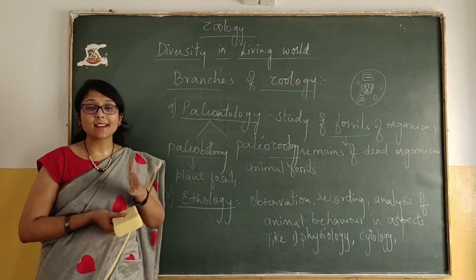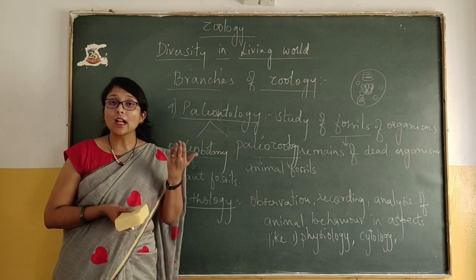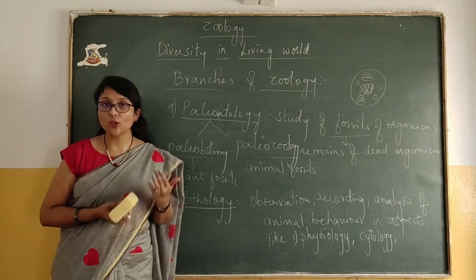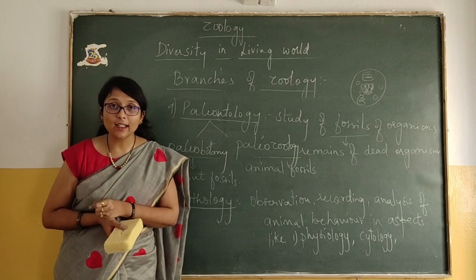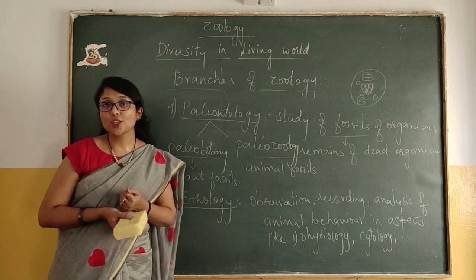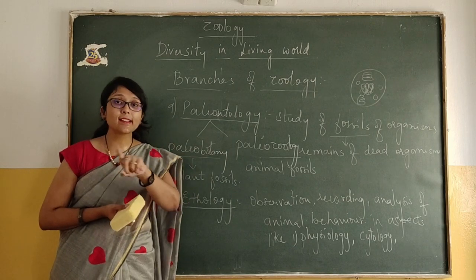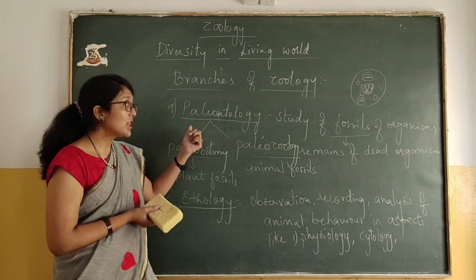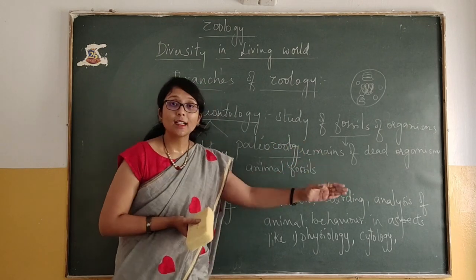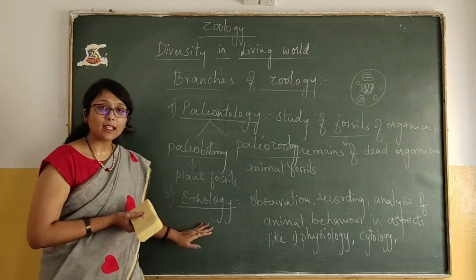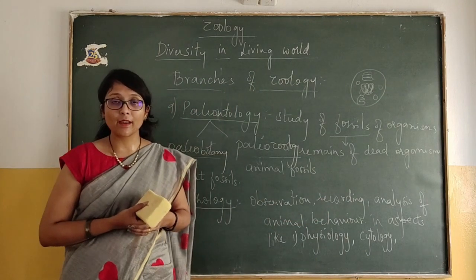Genetics, where genetics is the study of heredity. Then we have studied embryology, where the study of events starting from fertilization till the development of the embryo is called embryology. Then we studied evolution, the study of origin of an organism, or to know about the organism's origin of life. Ecology is the study of relationship between organism and its environment. Then paleontology is the study of fossils of organisms. What are fossils? Remains of dead organisms are called fossils. Then we have studied ethology, the observation, recording and analysis of animal behavior.